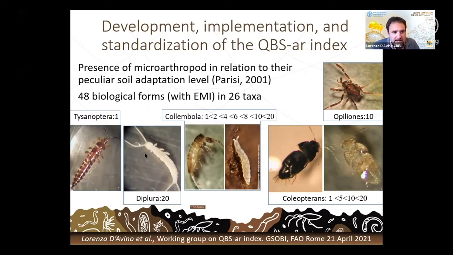Others are euedaphic, like Diplura, Protura, and so on. Some others, like Collembola or Coleoptera, have different soil adaptation levels, depending on the ecomorphological characteristics. So as a result of this adaptation, euedaphic microarthropods are typically not able to move, to survive if there is soil degradation, if polluted or compacted or degraded soil. That is the principle.